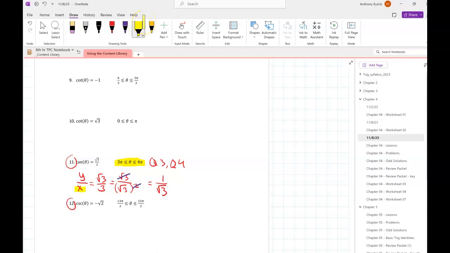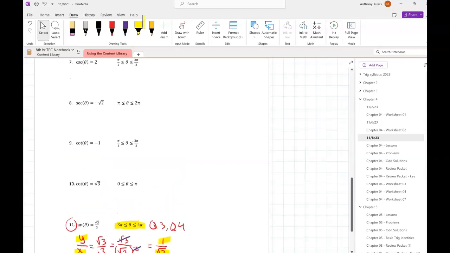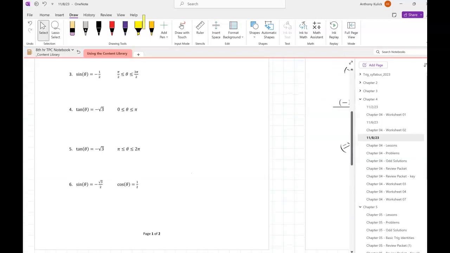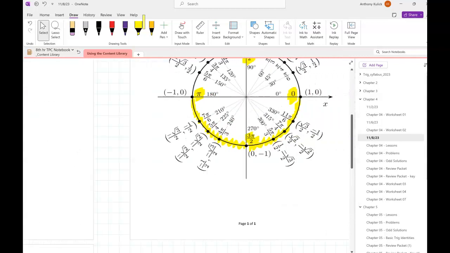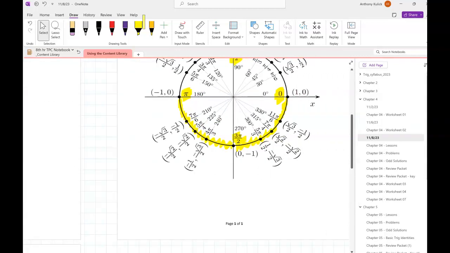Okay, now I'm going to look for an x that's a square root of 3 and a y that's a 1. So let's go back and look. I don't see any place where I have an x coordinate that's just a square root of 3 and a y coordinate that's just a 1. But I do see places where the numerator for the x coordinate is a square root of 3 and the numerator for the y coordinate is a 1. And if I look in both of those coordinates, the denominator is the same.